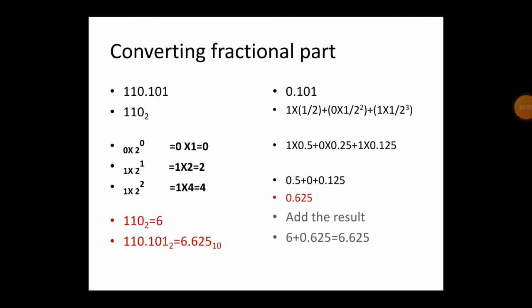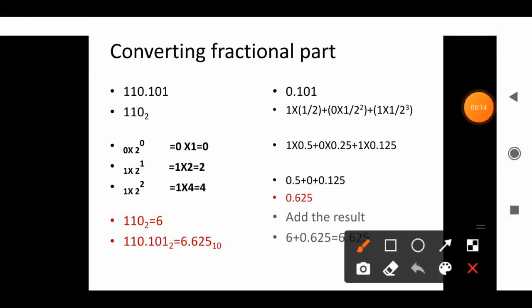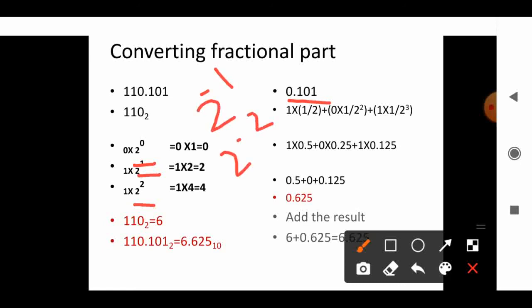Converting the fractional part of the binary number. The same method as in the whole part: you multiply each bit into 2 power 0 from the least significant bit, then 2 power 1, then 2 power 2. For the fractional part, we start with 2 power minus 1, then 2 power minus 2.